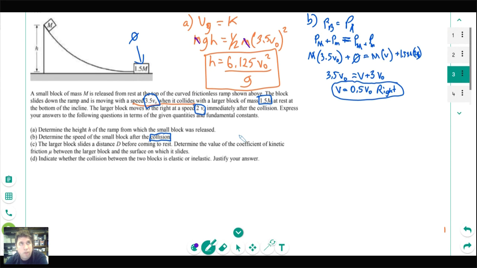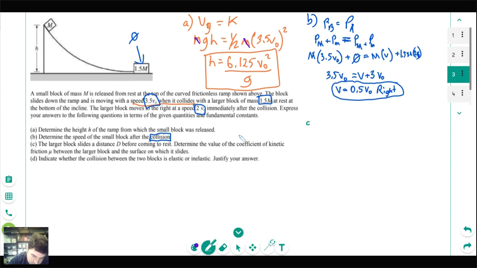Determine the value of the coefficient of kinetic friction between the larger block and the surface on which it slides. All right, so this one, we're looking for friction. And friction, to me, and hopefully to you too, has only two options here. We're either looking at forces, normal force, force of gravity, that sort of thing, or we're looking at work, non-conservative forces taking away energy. Based on the fact that we've done energy already, and I see no mention of anything in this question that's talking about forces, we're going to do the energy method for that as well.